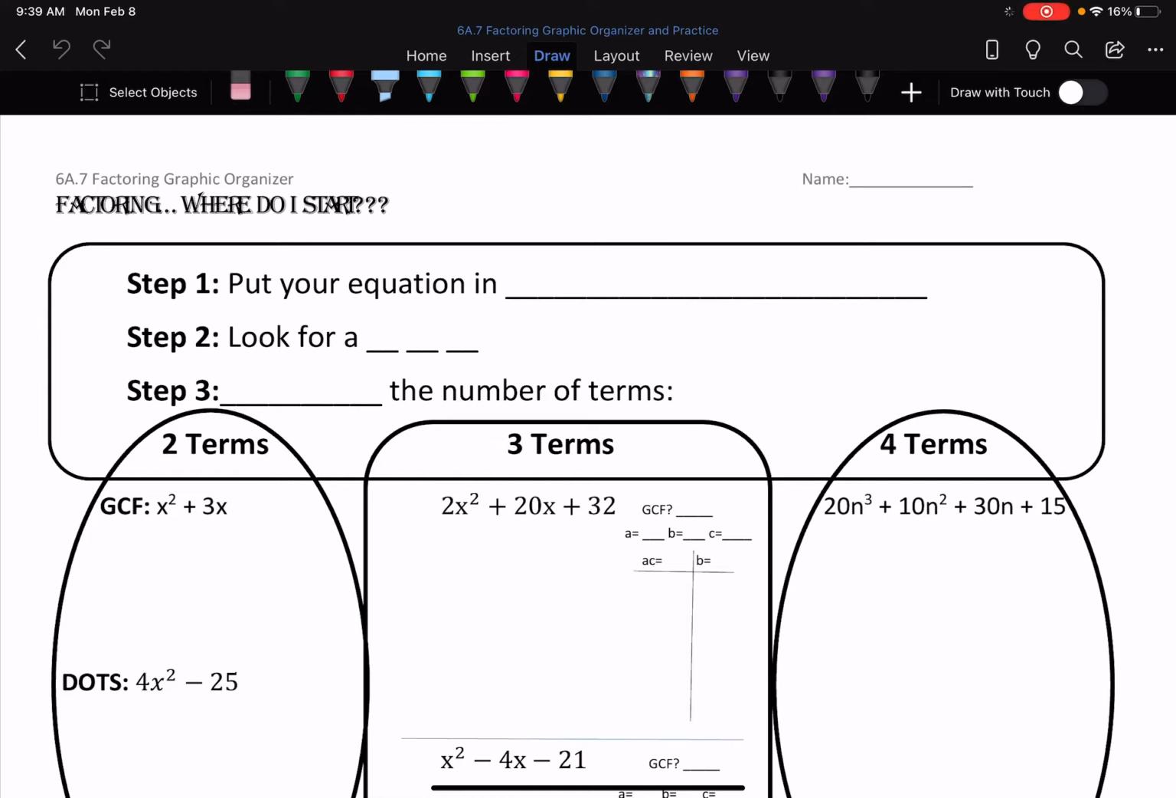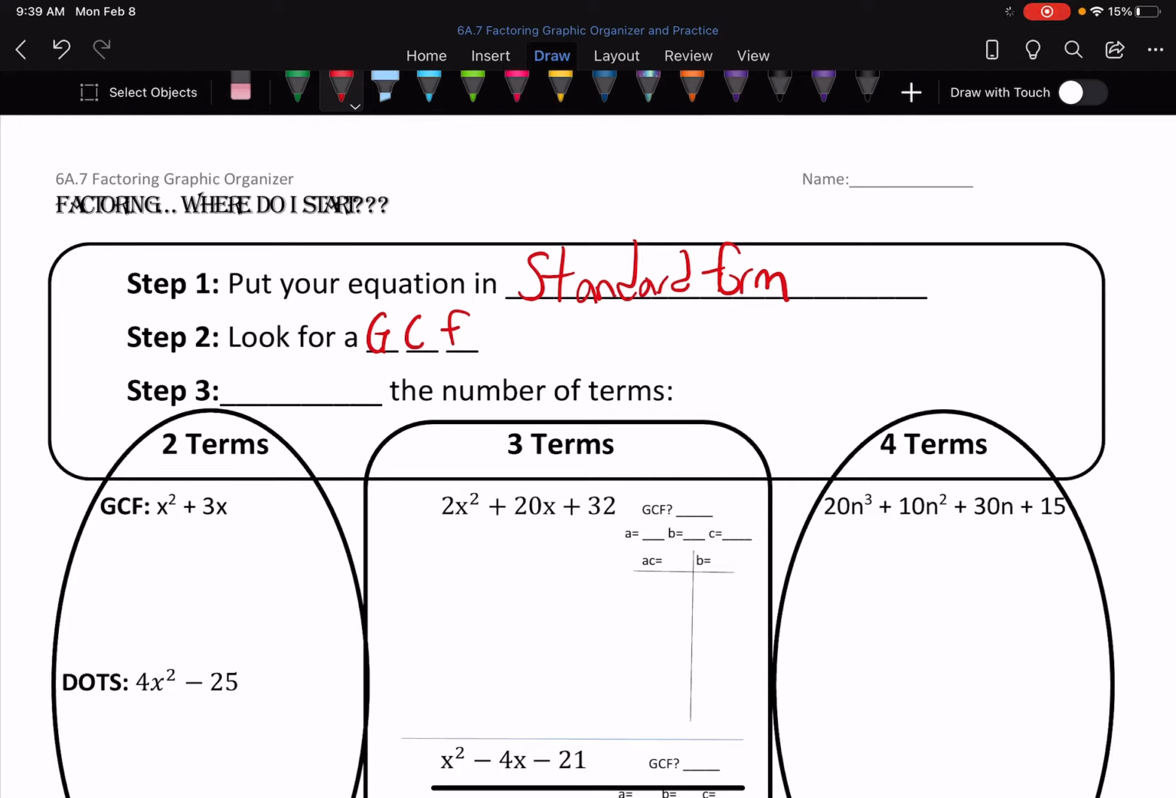So where do we start? Step one is you always want to put your equation in standard form. Remember, that's from your highest exponent to your lowest exponent. Step two, you're going to look for a GCF, which is your greatest common factor. So after you put your expression in standard form, you're going to then look for a GCF. If you have a GCF, factor that out first.